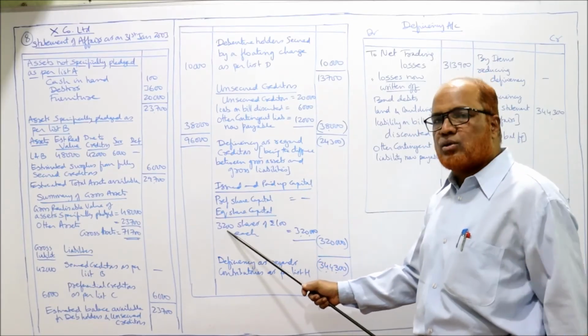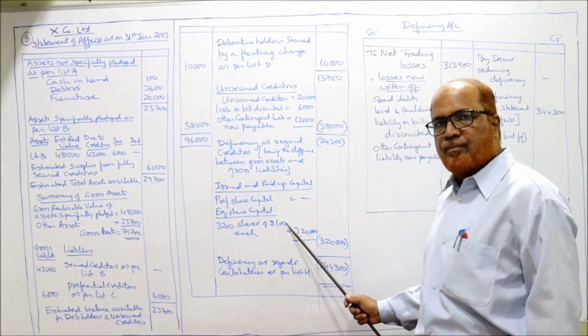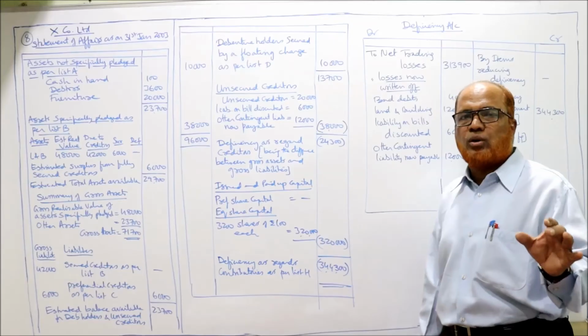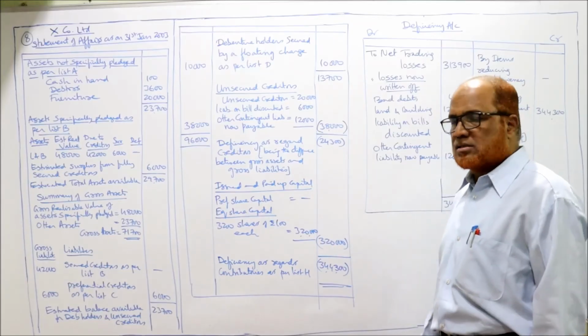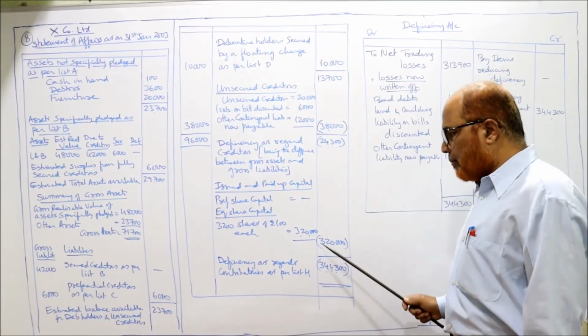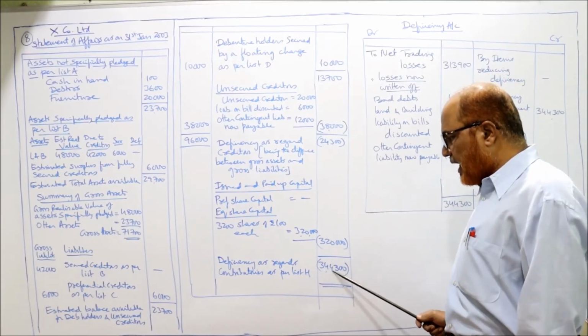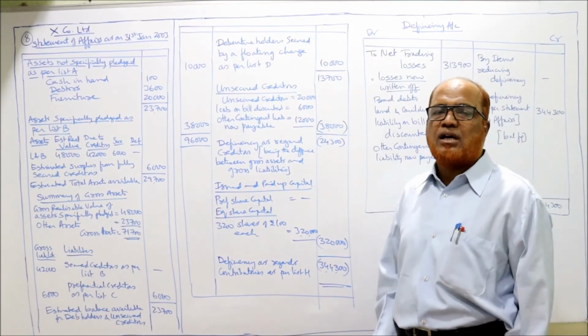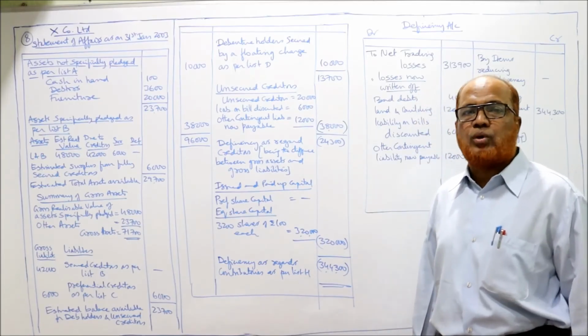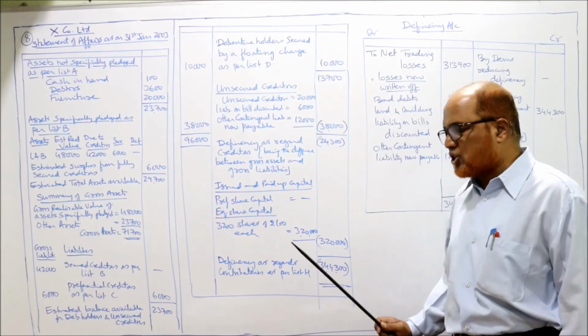Now issued and paid up capital, preferential capital is not there. Equity share capital 3,200 shares of rupees 100 each, so it comes to 3,20,000. So 3,20,000 rupees is the amount due to equity shareholders. So equity shareholders, minus 24,300 minus 3,20,000, gives 3,44,300, which is the estimated deficiency as regards contributories as per list H.